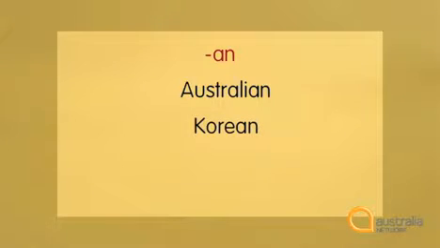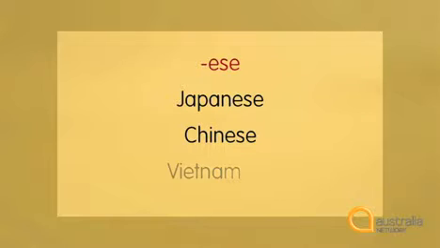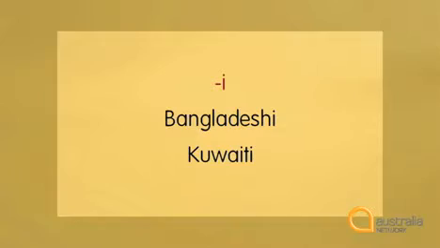We have the -AN group: Australia, Australian, Korea, Korean, Malaysia, Malaysian, Fiji, Fijian. We have the -ESE group: Japan, Japanese, China, Chinese, Vietnam, Vietnamese. Then there's the -I group, pronounced "I": Bangladesh, Bangladeshi, Kuwait, Kuwaiti.